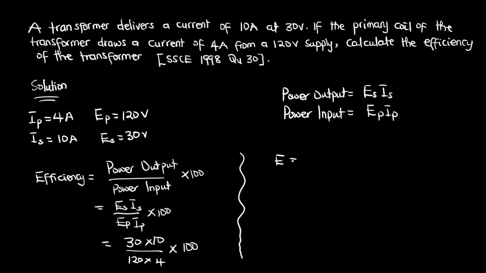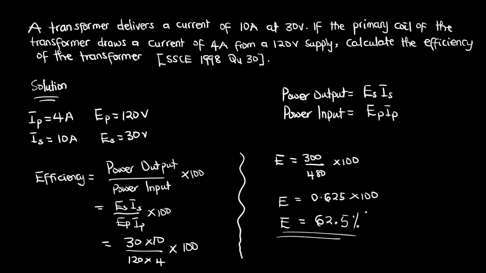All right, so if you look at this, we have 30 multiplied by 10. Our efficiency is equal to 30 multiplied by 10 is 300, divided by 120 multiplied by 4 is 480, then multiplied by 100. So the efficiency is equal to 300 divided by 480, that will give us 0.625, then multiplied by 100, and then this will therefore give me 62.5% as the efficiency of this particular transformer.